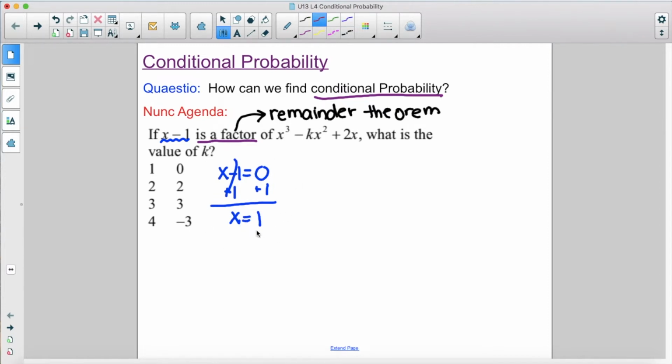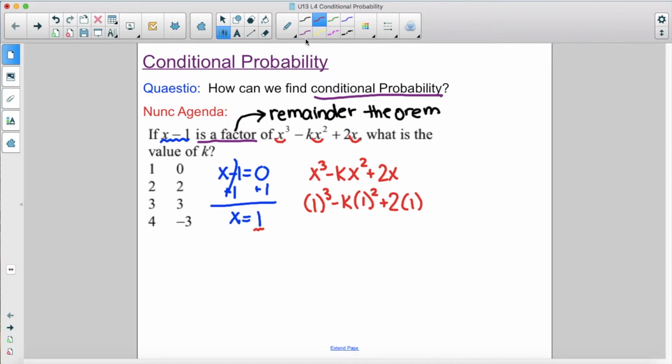The second step was to take this value and plug it in for all the x's in the other polynomial. So I'm just going to write it out first. X cubed minus kx squared plus 2x. Now we're going to plug in 1 for x. So here's an x, so we plug in 1 cubed minus k times 1 squared plus 2 times 1. I know there's a k there, let's not worry about that yet.